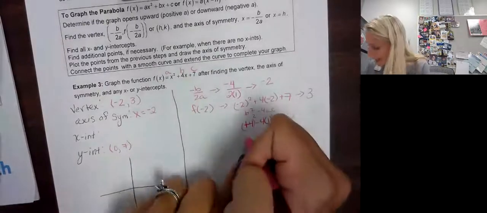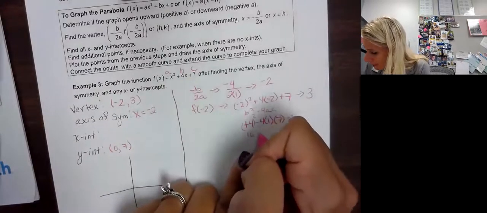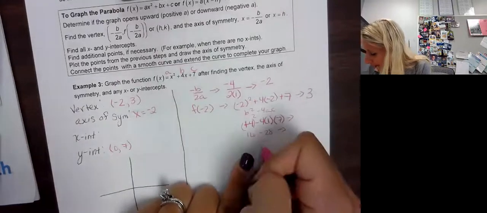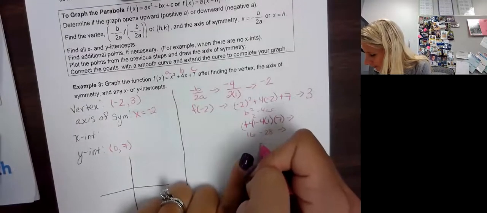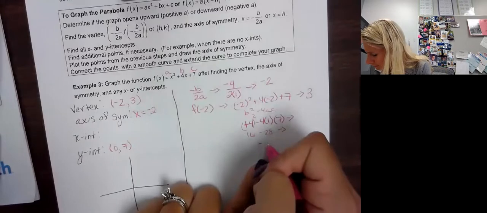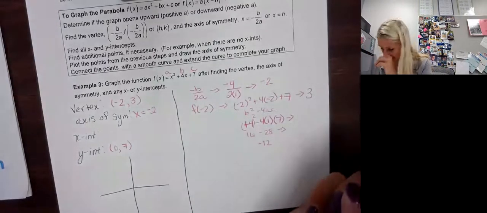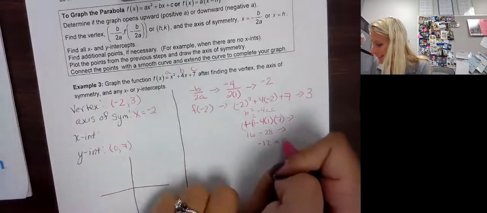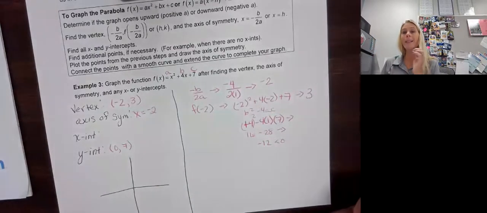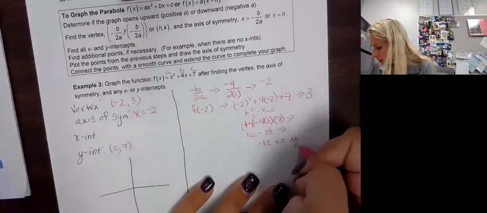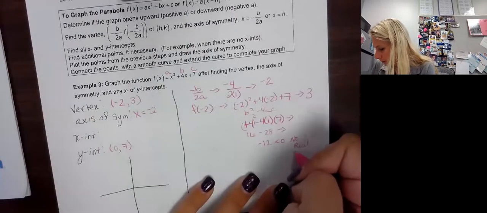All right, so we get 16 minus 28, which of course is negative 12. Can't do things in my head right now. And that is less than 0. Well, what does that mean? That means no real solutions.